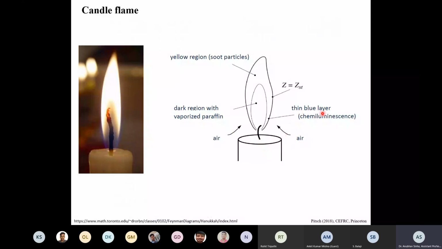Now you see a thin blue layer. Can you see here in your screens? Thin blue layer. Yes, sir. Okay. So this thin blue layer is because of chemiluminescence. Mostly, I think, because of CH. I need to check, I don't remember, but mostly it is because of CH, and that is what you see in premixed flames. Okay. So this region has a good quantity of oxygen because it is coming like this, and it burns better. Less soot formation.